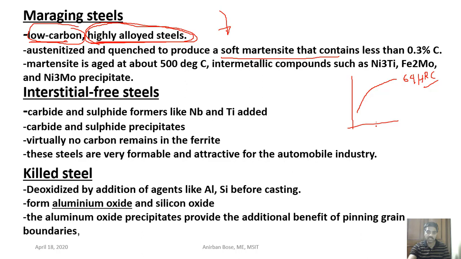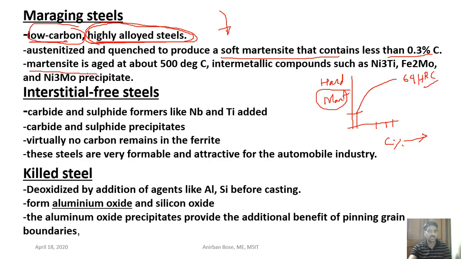As you increase the carbon percentage here on this axis, basically this is the hardness of martensite in the Rockwell scale that I have shown here. And you can see when the carbon percentage is very low, like in the case of a low carbon steel, the hardness is very low even in the martensite. So it is called a soft martensite that will be produced here, where less than 0.3% carbon is present.